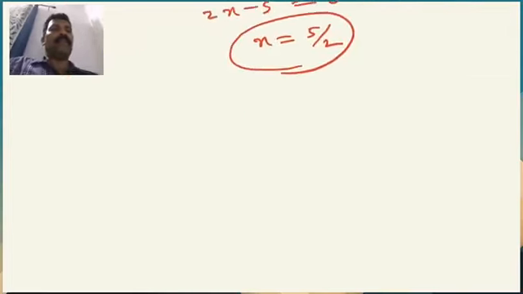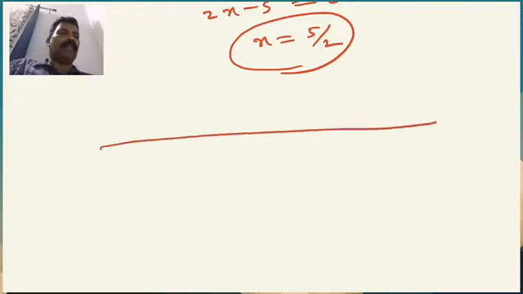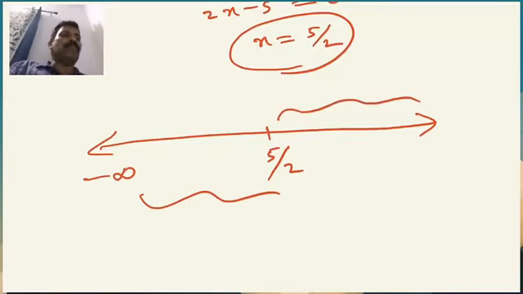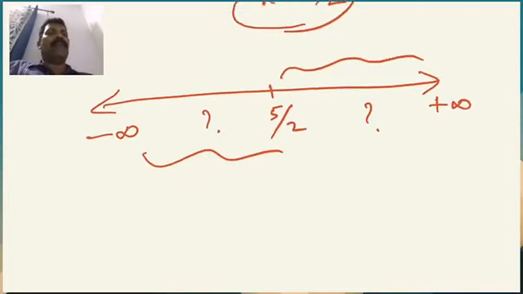That means the total interval, that is from negative infinity to 5 by 2, the function may have some nature, and from 5 by 2 to plus infinity the function may have a different nature. That means we have to check it. How to check it? That is simple.